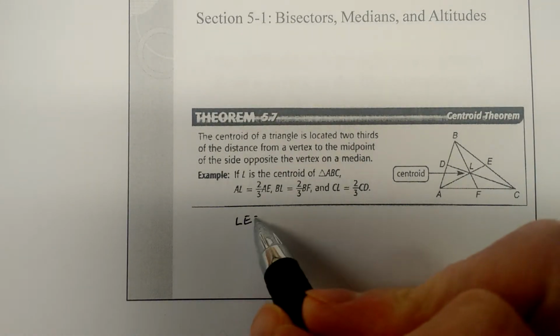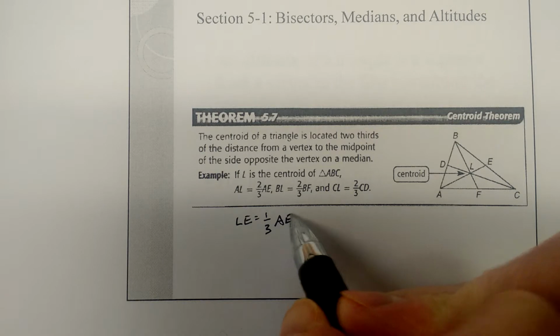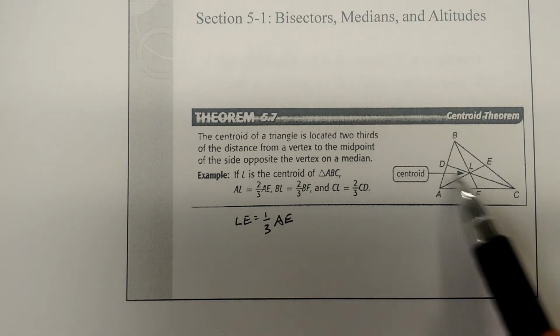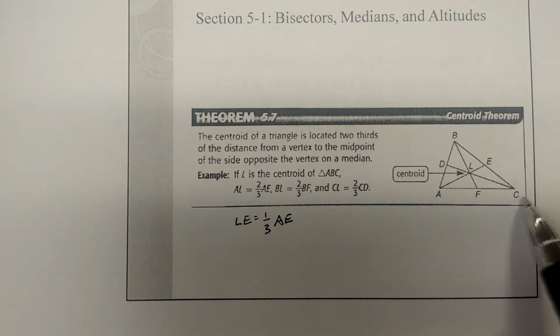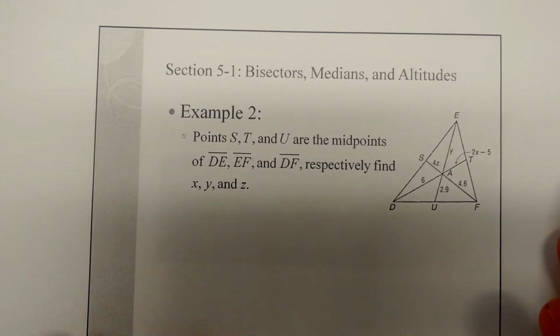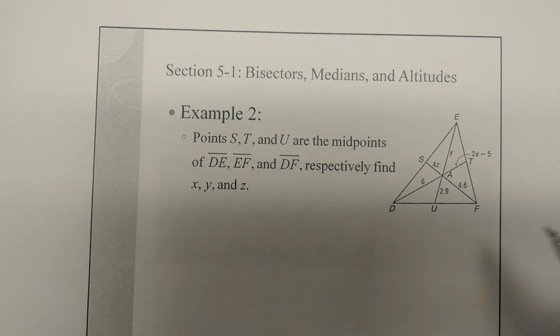So even though I don't write it here, LE is 1/3 of AE, and you can do that for all the ones. So like DL is 1/3 of DC, LF is 1/3 of BF. Okay, example 2 here. So this is going to use those tricks.